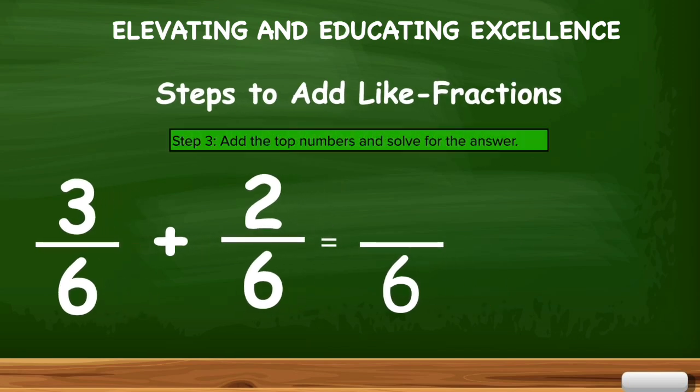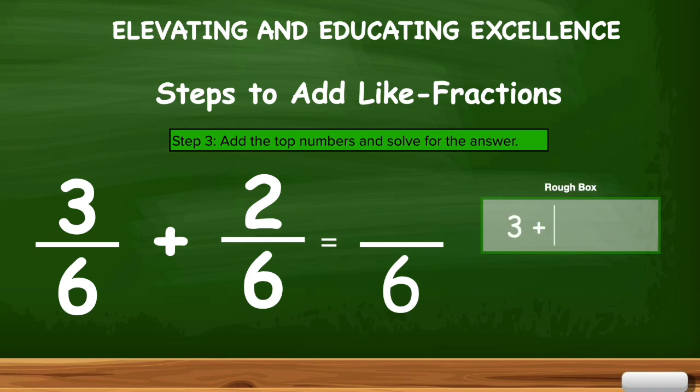Step number 3. Add the top numbers and solve for the answer. It says draw a rough box, and in that rough box, we're going to write 3 plus 2. 3 plus 2 equals 5. So now we're going to move that 5 to the top number of the fraction in the answer section. So that's the answer. The answer is 5/6.